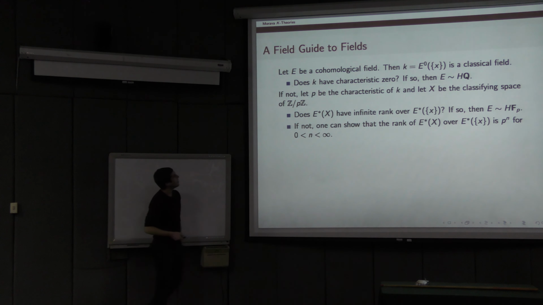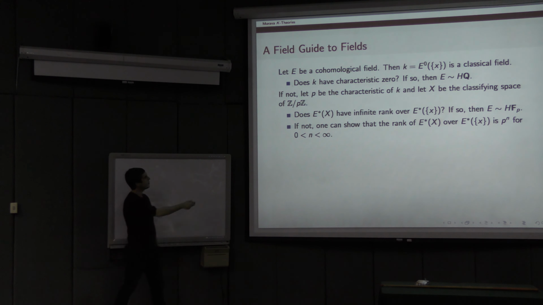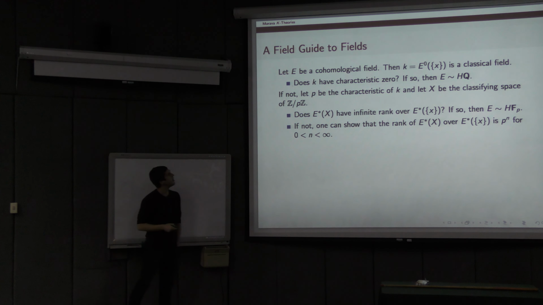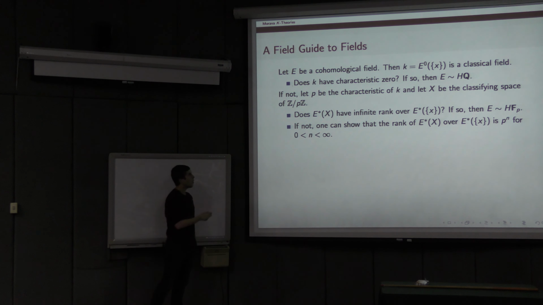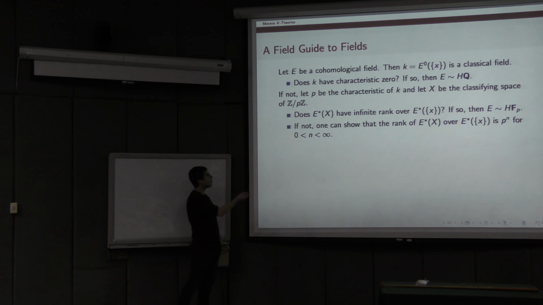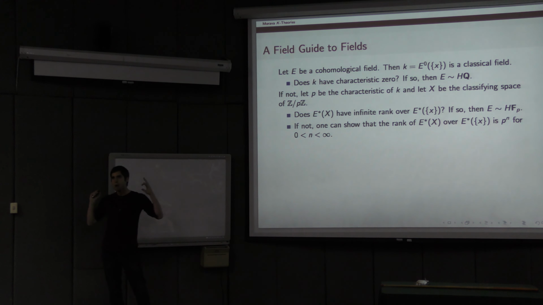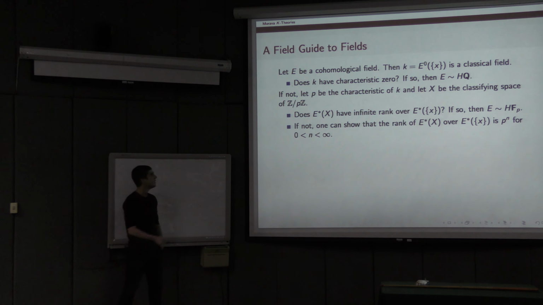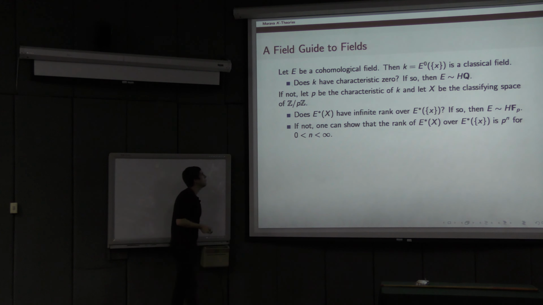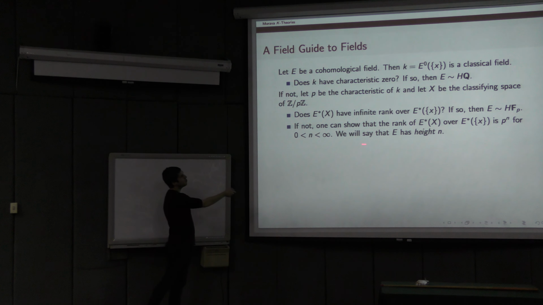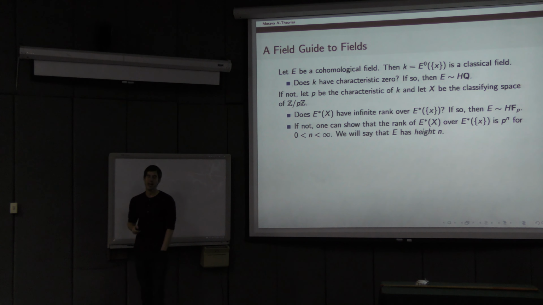Now the interesting case is when this module turns out to have finite rank over the E cohomology of a point. And you can prove that in this case, the rank is always a power of p. So we saw this on the previous slide for mod p K theory. What you got was a module of rank exactly p. In general, the rank will be a power of p. And in this case, we'll say that the cohomology theory E has height n.